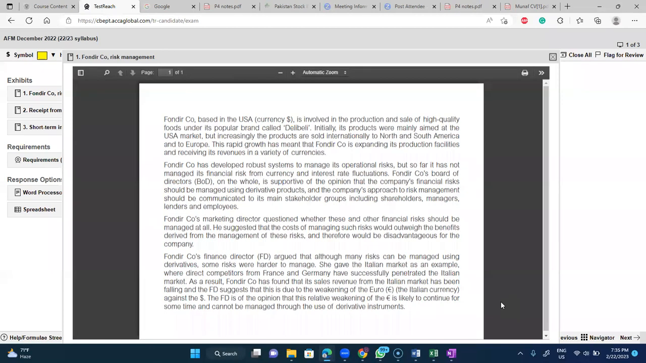Okay, the FD is of the opinion that this relative weakening of the euro is likely to continue for some time and cannot be managed through the use of derivative instruments. So this is a longer term risk. And if the transaction risk is a longer term risk, that results in the economic risk. So this is actually the economic risk.